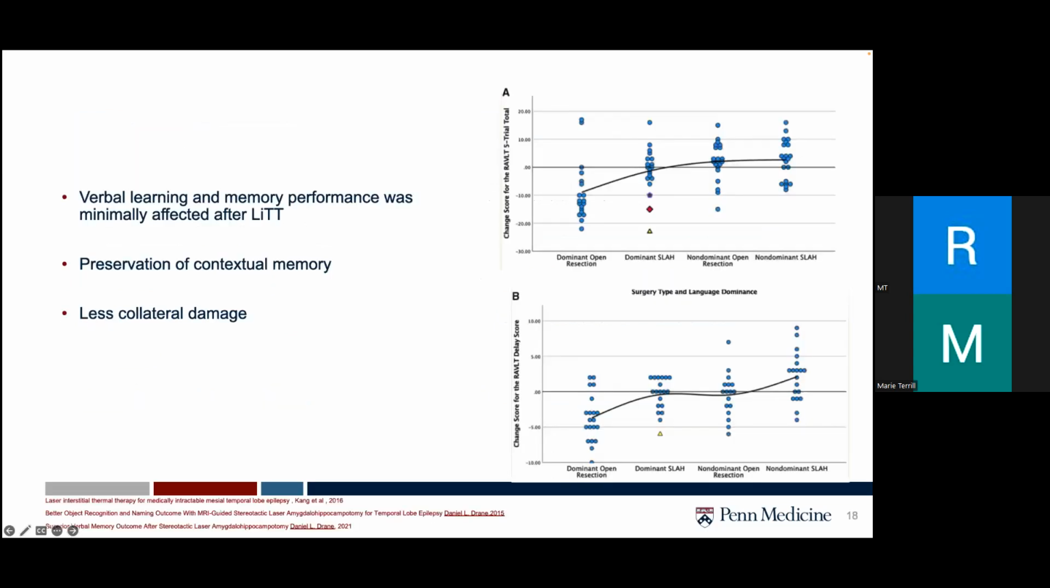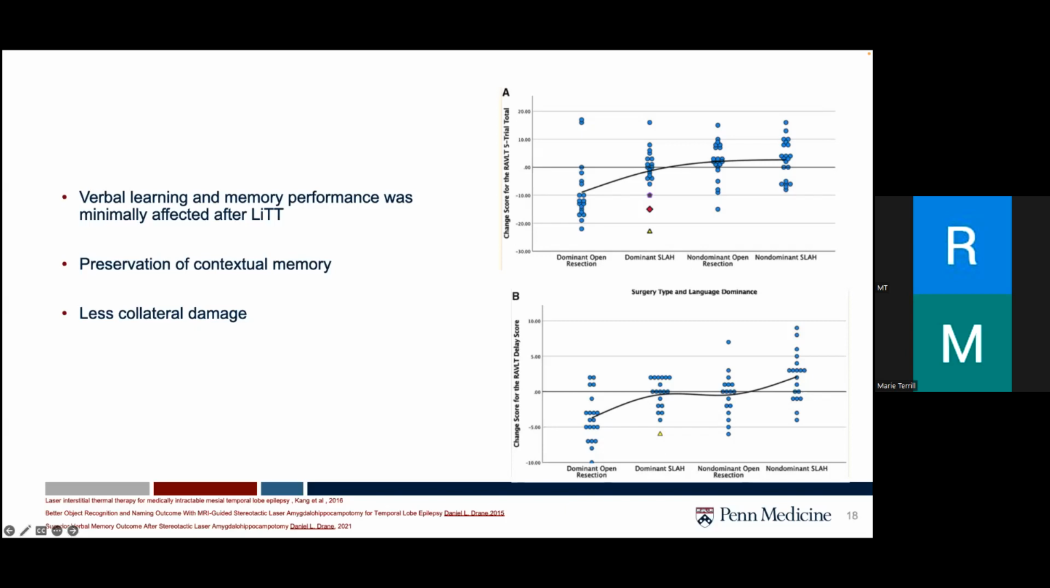Now, LIT clearly has its advantages over ATL when you're considering surgical morbidity. Post-op pain, length of hospital stay, and recovery period are usually short, and there's usually return to baseline activities, including work, relatively sooner compared to open brain surgeries. But one of the biggest outcome measures with LIT is that verbal learning and memory performance was minimally affected after these procedures, and there's usually preservation of contextual memory. Several studies have demonstrated the preservation of these functions following LIT.